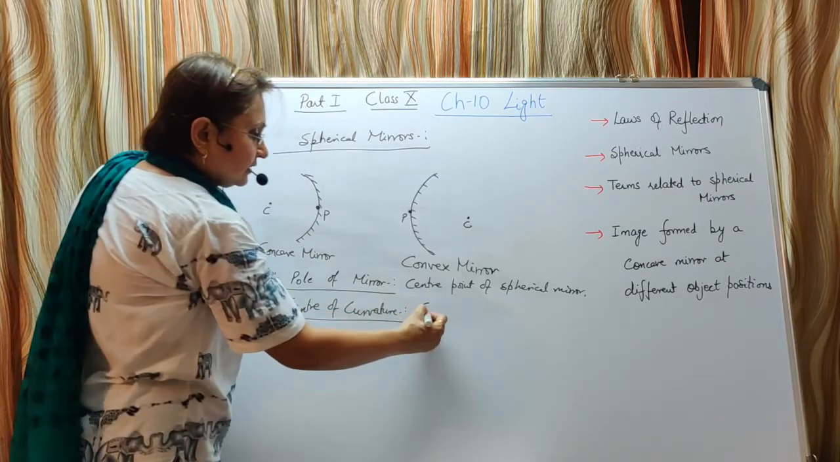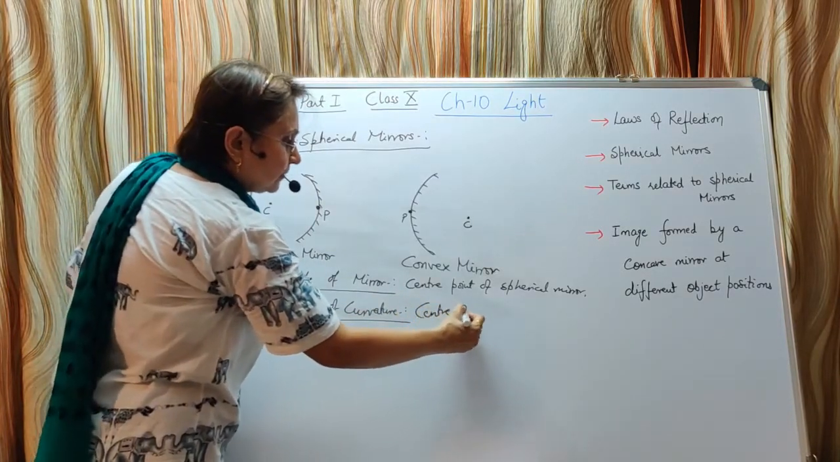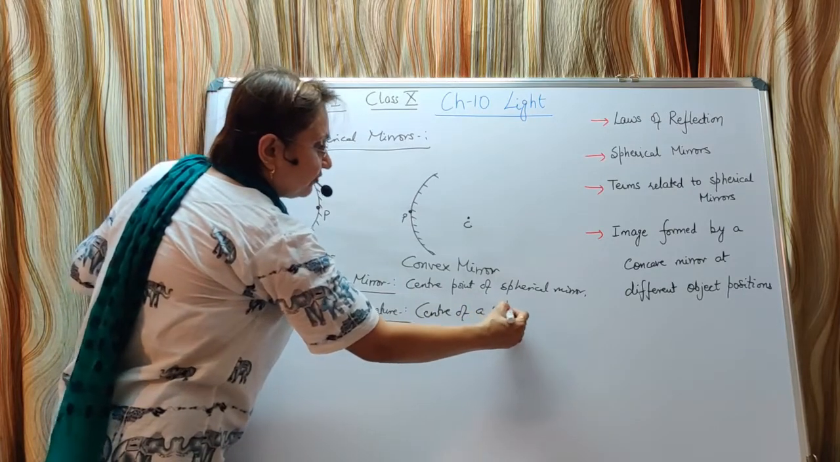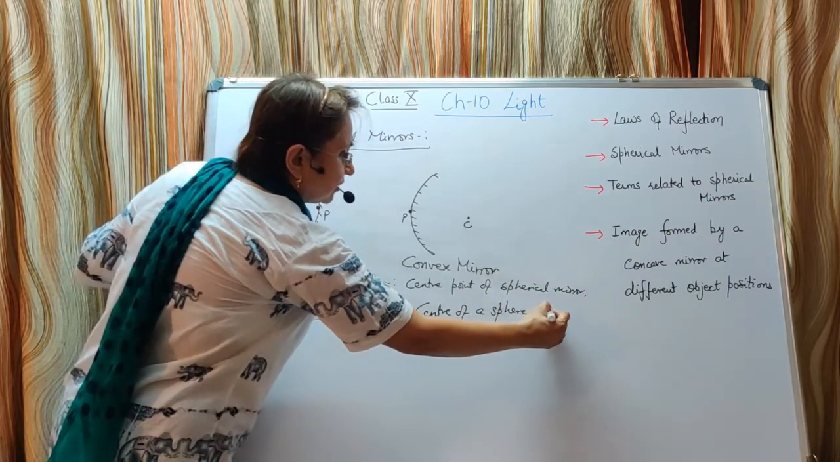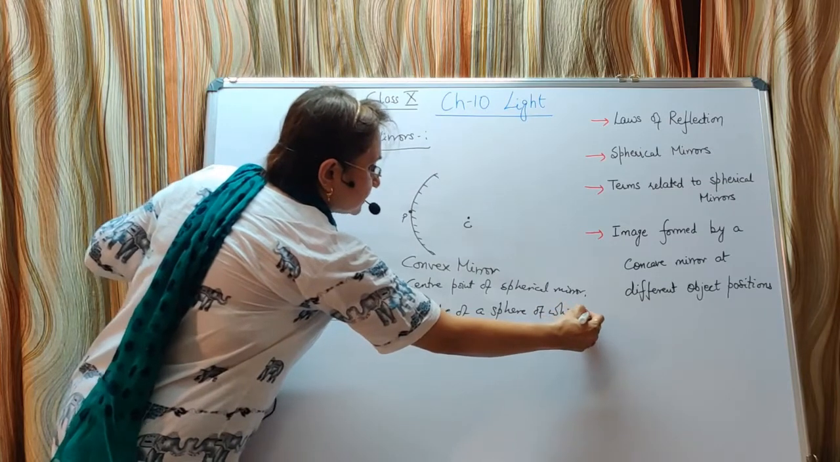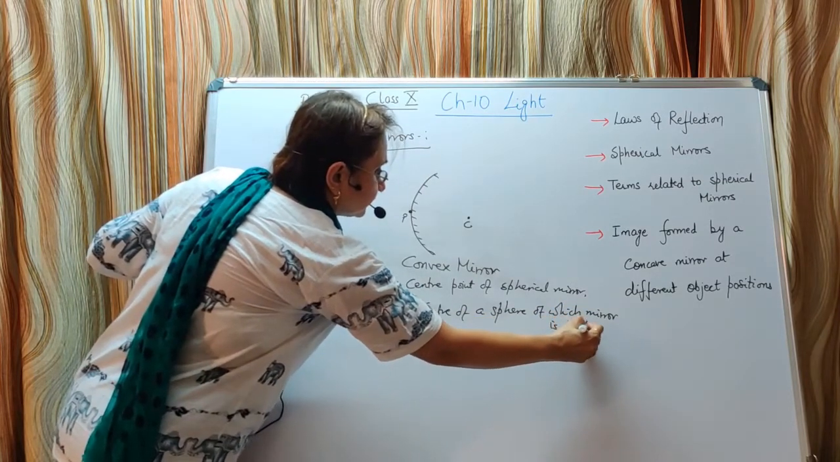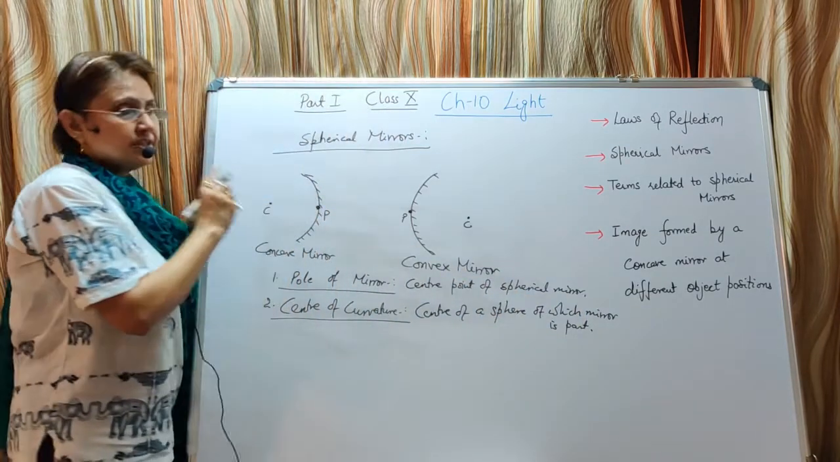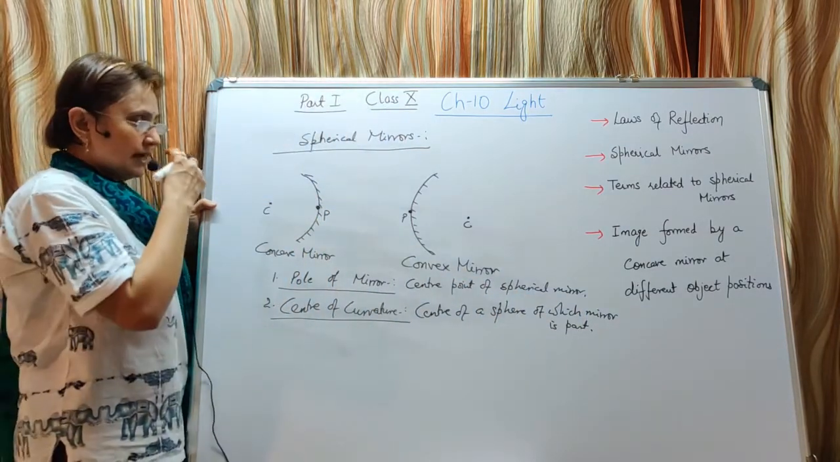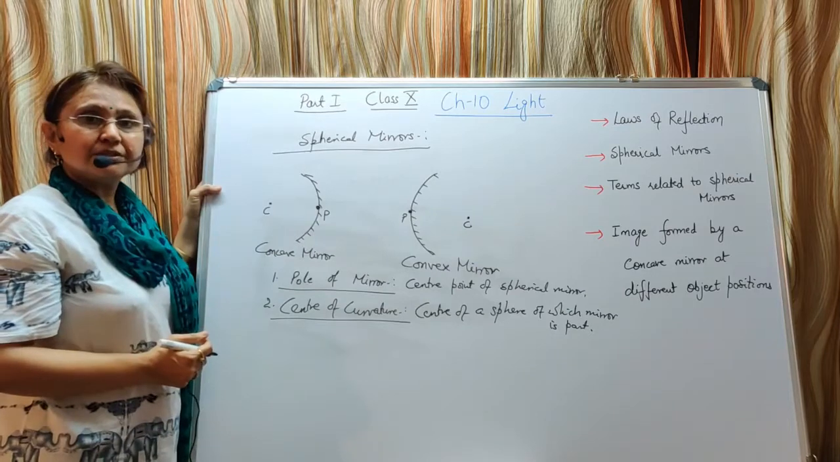So it is the center of a sphere of which the mirror is a part, that is, the mirror is a part of the sphere. This C we call the center of curvature, and we represent it by capital C.